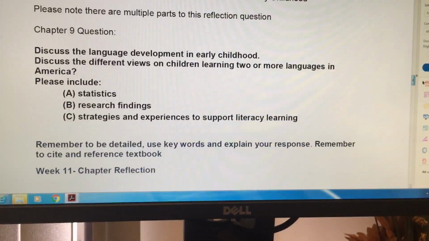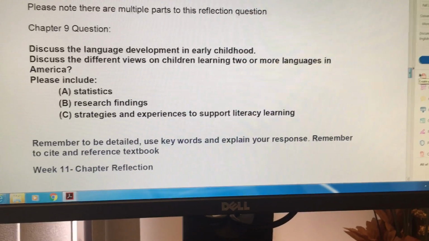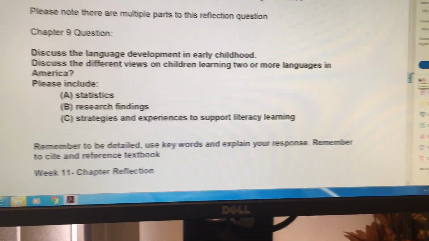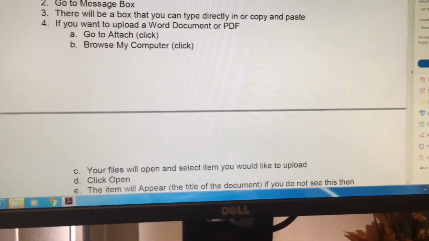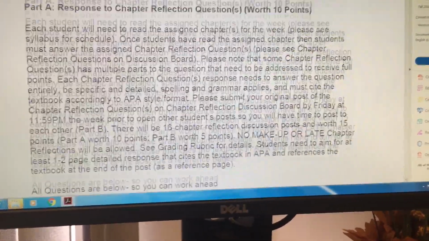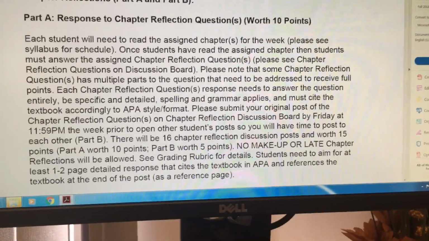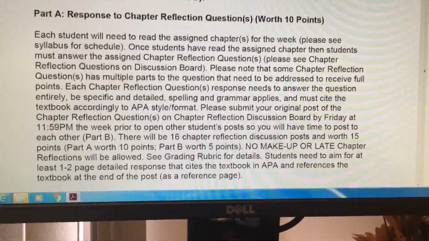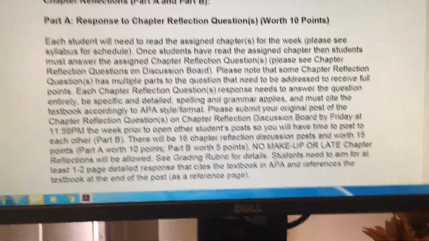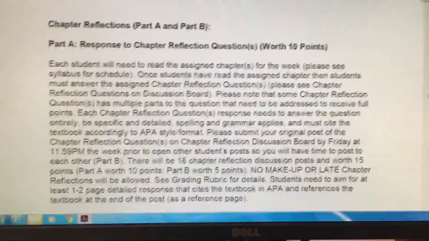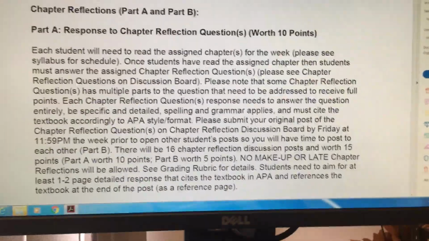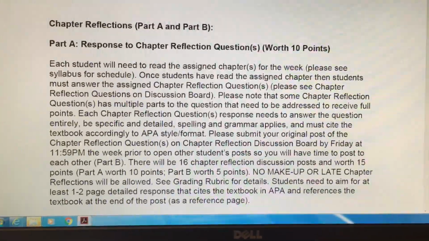Let's just see what the next one is. Discuss language development, include statistics, research findings, strategies. They all have different ones. It's going to be designed about the chapter. With part A, you have to post this by Friday. That's due that week of the chapter. All of it's in the module that will help you for that week. If you post after Friday, that is fine, but I'm going to deduct a few points from you.